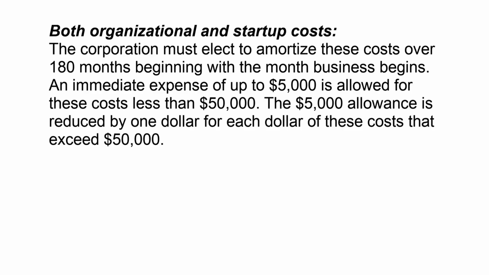Both organizational costs and startup costs are treated the same way for tax, even though they're under two different code sections. The corporation has to elect to amortize the costs over 180 months. However, for the first year of amortization, the corporation is allowed to deduct up to $5,000 of these organizational or startup costs. That $5,000 allowance, though, is reduced by $1 for each dollar of these costs that exceed $50,000. This is done separately for both organizational costs and startup costs.